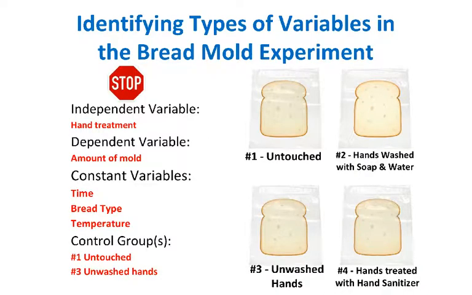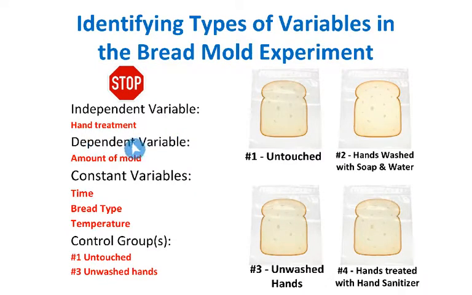Okay, so hopefully you paused the video and you thought about it a little bit. Let's check your answers real quick. So the independent variable in this experiment would be the hand treatment, right? How you treated your hands. Did you not wash them at all? Did you wash them with soap and water, or did you use hand sanitizer? The way you treated your hands, or what you did to them, is the independent variable. That's the thing we're changing on purpose in this experiment.